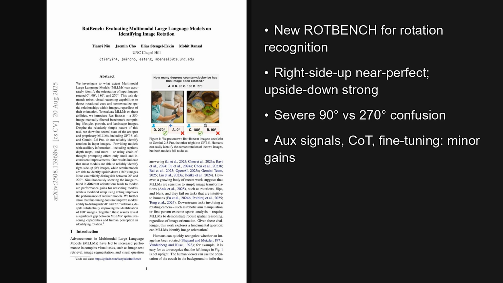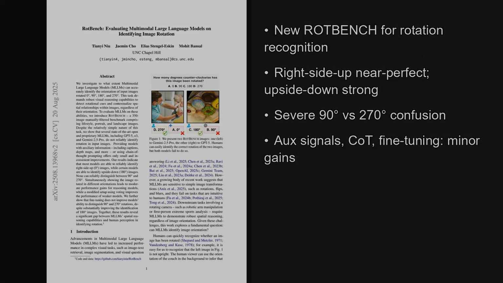The paper is titled RotBench, Evaluating Multimodal Large Language Models on Identifying Image Rotation, and the implications for model training are quite significant. Beyond introducing a carefully filtered 350 image benchmark, the study tests prompts, auxiliary signals, rotation grids, voting schemes, and fine-tuning, finding only limited and inconsistent fixes for the 90 versus 270 blind spot.